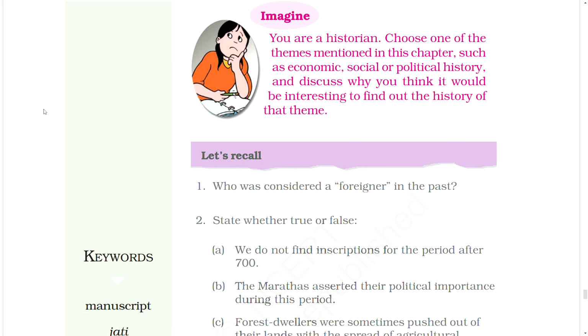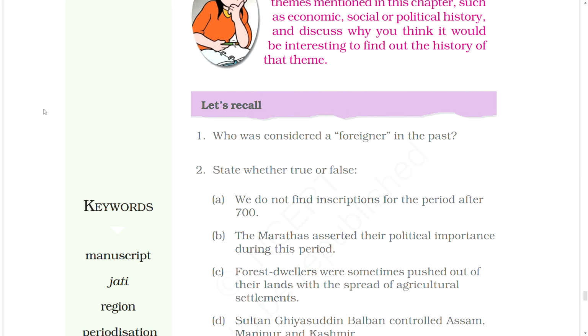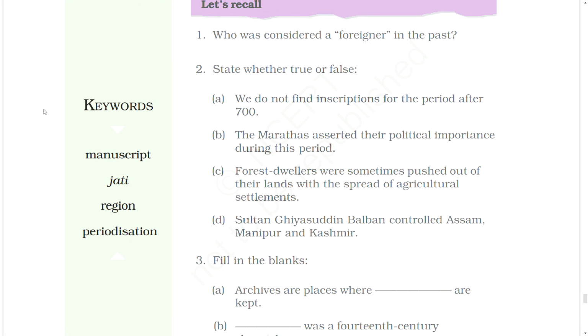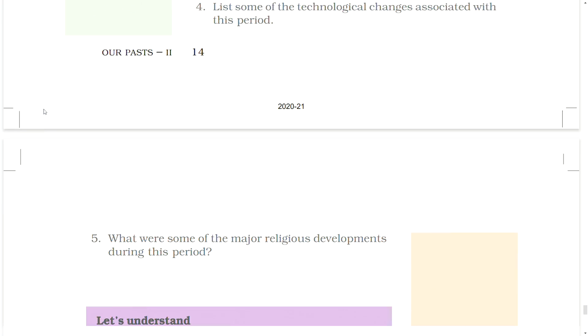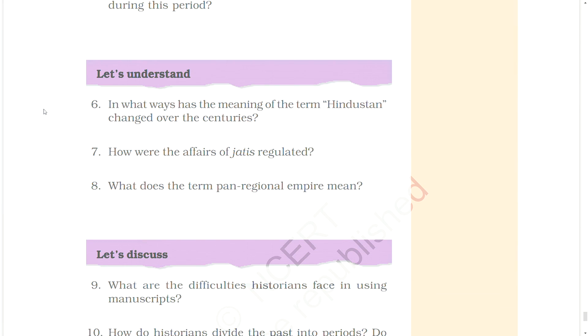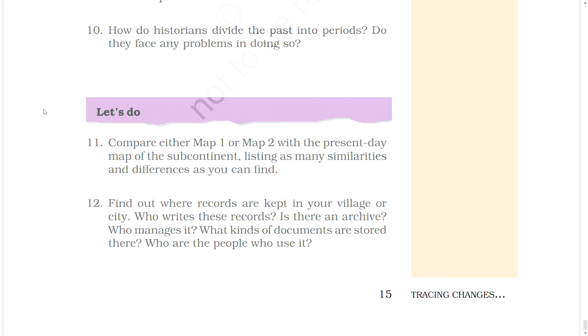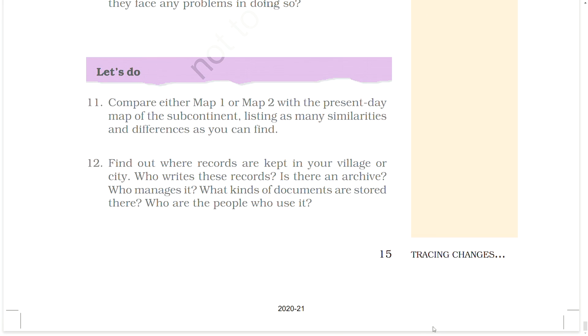Let's recall. Do this and comment on this. Keywords: manuscript, jati, region, periodization. Let's understand, let's discuss, let's do. Comment on this.